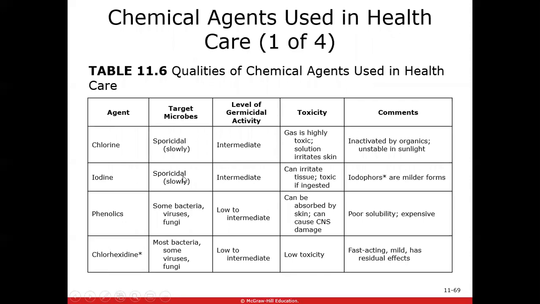Here are some of the qualities of chemical agents used in healthcare. We have chlorine, iodine, phenols, chlorhexidine. I'm not going to have you know these in particular, but it's good for you to understand some of these. Like with chlorine, it's highly toxic and the solution irritates skin. Its level of germicidal activity is intermediate and it's inactivated by organics, which means that bodily fluids and tissues will make it inactive. It's unstable in sunlight. Okay.